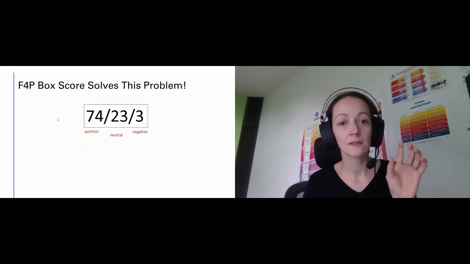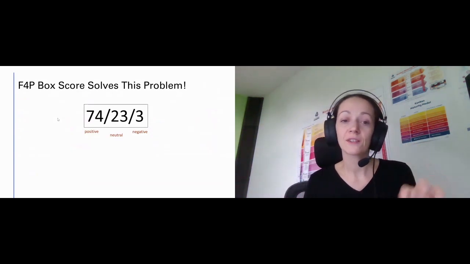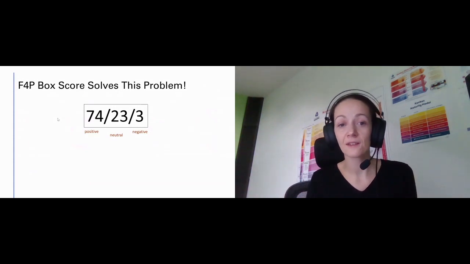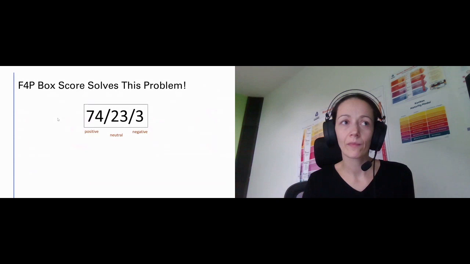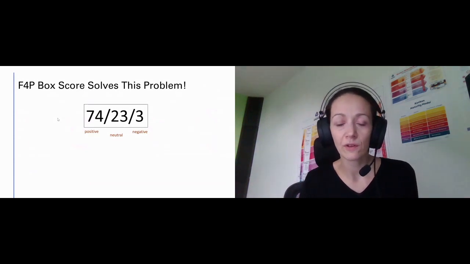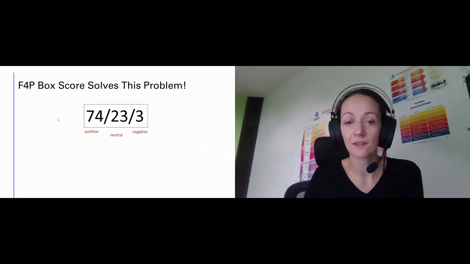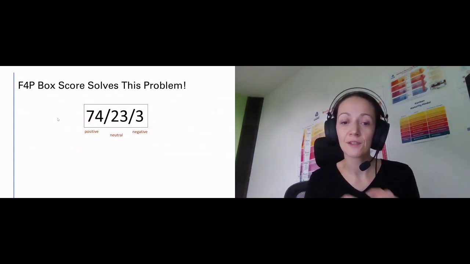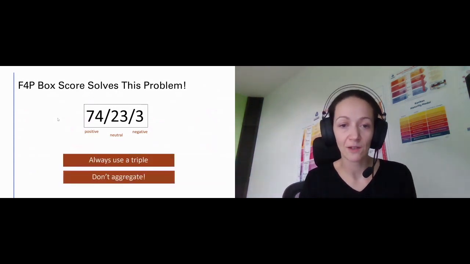We always use a set of three percentages. So 74% positive answers, like here, 23% neutral, 3% negative answers. And this way we can see if we really need to improve, or maybe the number of negative or neutral answers is very low. And based on this triple answer, we can take very specific actions. So always use a triple and don't aggregate.